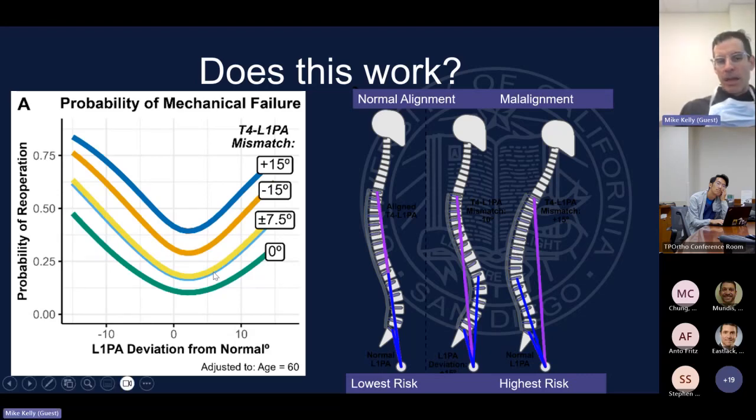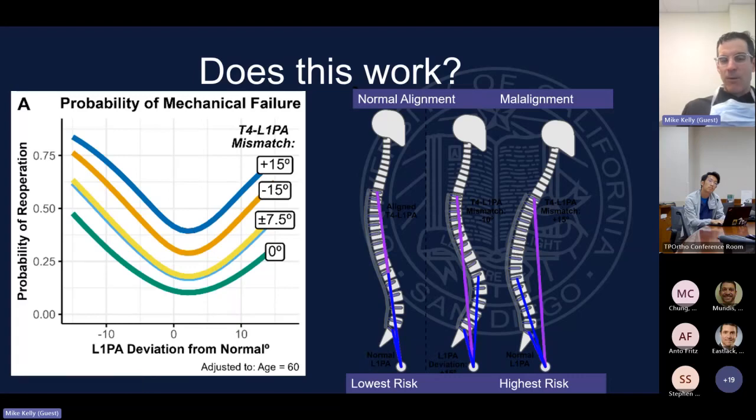As you deviate from normal for the L1PA, your probability of mechanical failure, being pseudarthrosis or PJK, goes up. And it's not 0, right? It's a little positive in the ISSG paper. Then, if you compound that with T4L1 mismatch, the best you're going to do is nail T4L1PA relationship, and then get your L1PA within 5 degrees of normal.